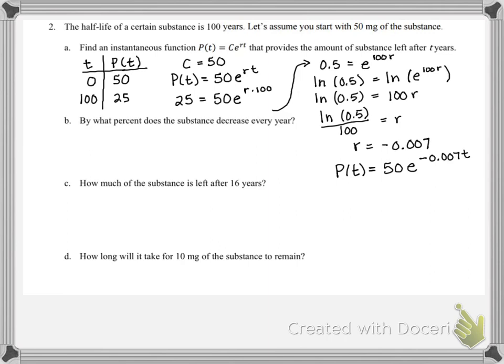0.7%. Yeah, so it's just your R value written as a decimal. So it decays 0.7% each year. I replaced the negative sign with the word decay. I could say it changes by negative 0.7% each year, or I can say it decays by 0.7% each year. So the word decay takes care of the negative. And then to go from a decimal to a percent, you just multiply by 100. And that's all it is.